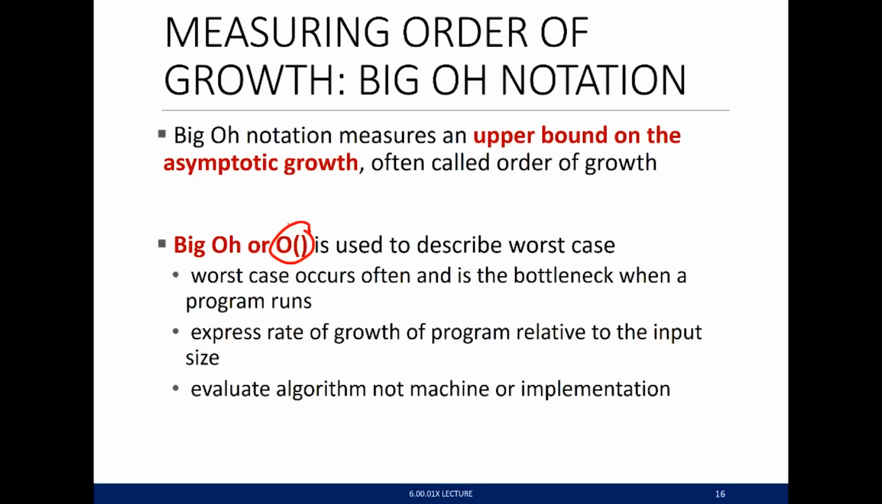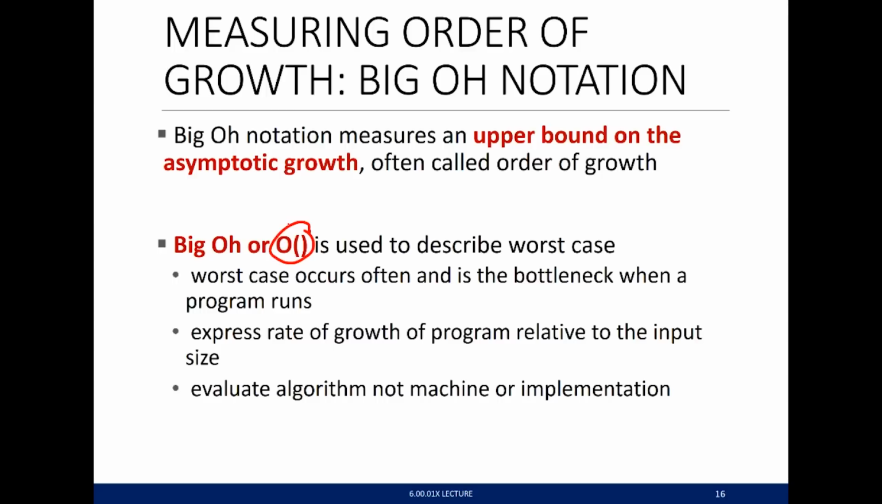So asymptotic means as the problem input size gets really big, what is the behavior? And how do I put a bound on that, an upper bound on that that lets me describe that class of behavior? And obviously I'd like as good an upper bound as I can get. Rather than just seeing every problem as exponential, I'd like to say, no, this is inherently a quadratic problem, or this is inherently a linear problem.